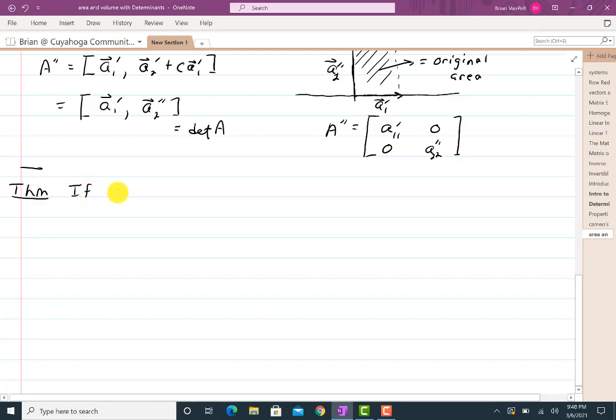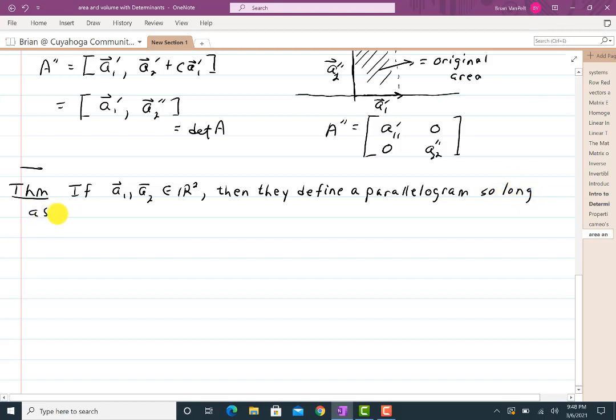If A1 and A2 are vectors in R2, then they define a parallelogram so long as one is not a multiple of the other. I'll talk about that after this.